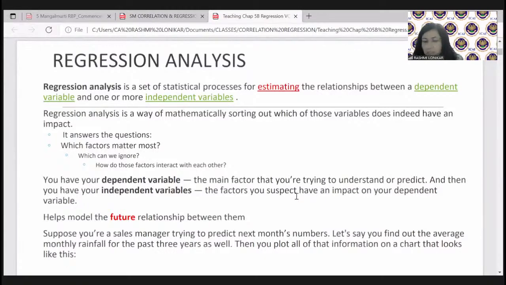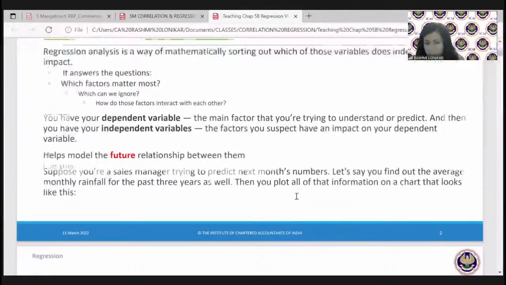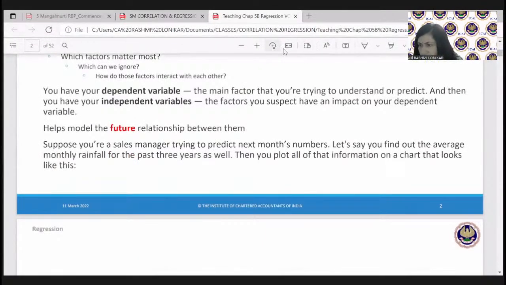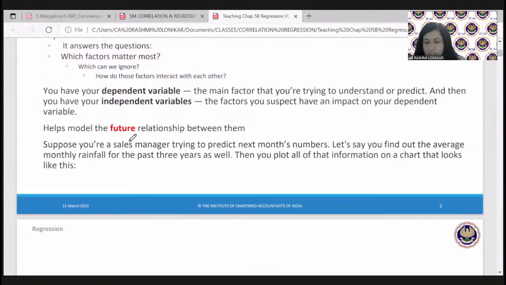Now, let us see the example. We are reading from here. Suppose you are a sales manager trying to predict next month's numbers. Let's say you find out the average monthly rainfall for the past 3 years as well. Then you plot all the information in a chart that looks like this.